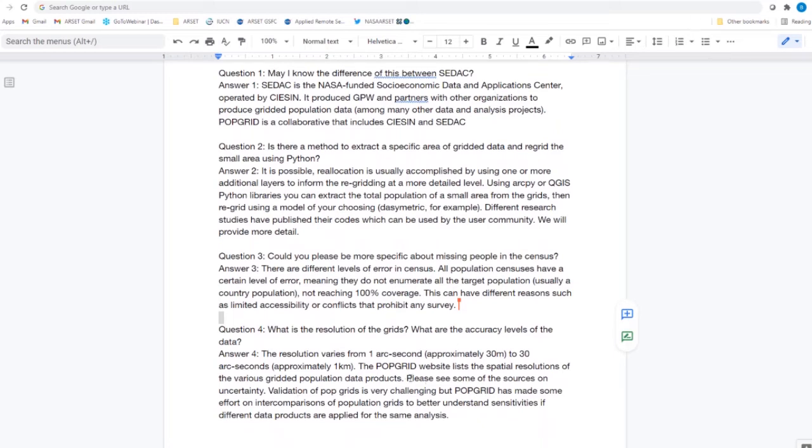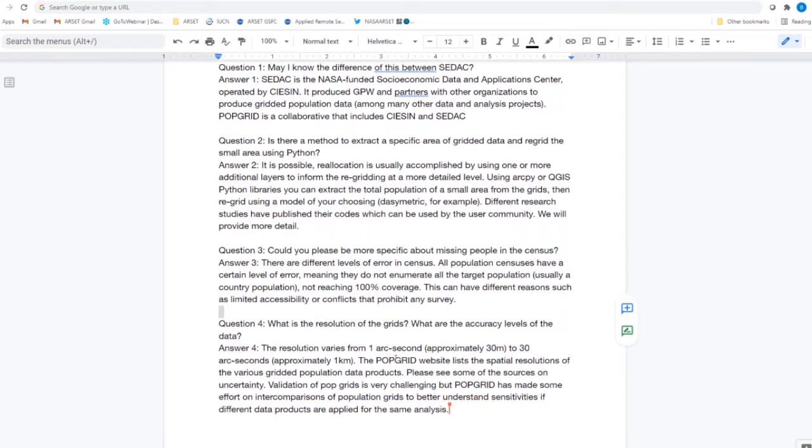Great, thank you very much, Stefan. Question 4, what is the resolution of the grids? And I'm guessing they're talking about spatial resolution and the accuracy levels of the data.